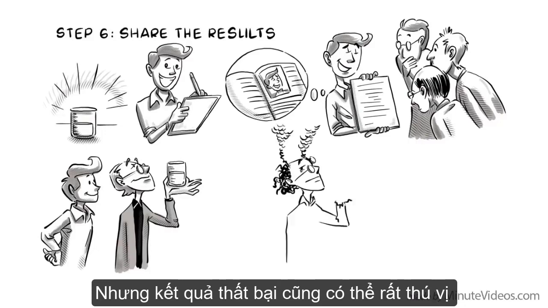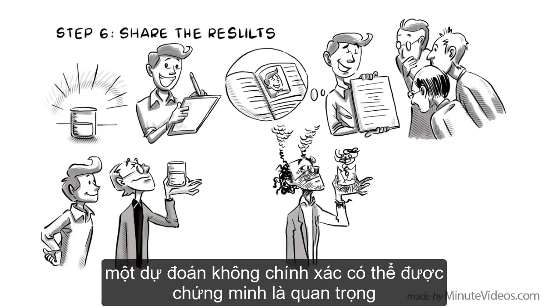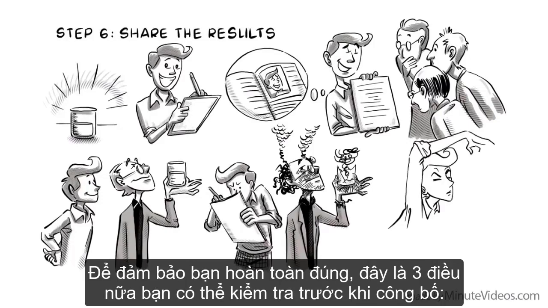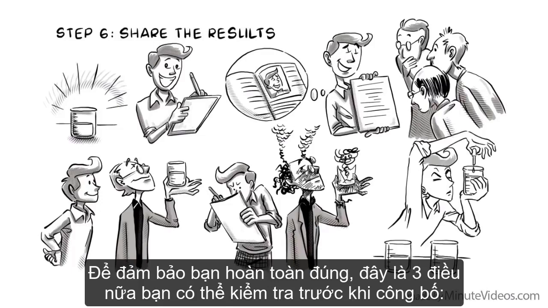But failed results can also be interesting. An incorrect prediction could prove to be important and should always be reported. To make sure you get it completely right, here are 3 more things you can check before you publish.